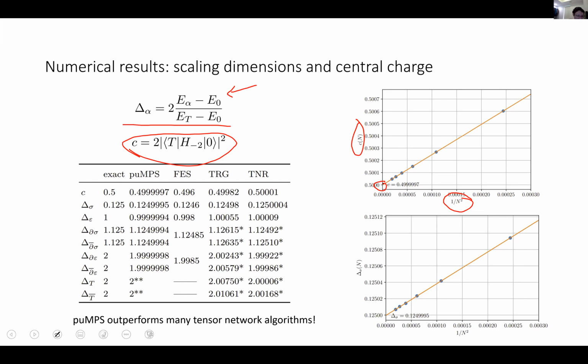See this accuracy. Let me explain this a little bit. As I said before, the T state here is fixed to scaling dimension 2, so we don't need to extract it. In other methods, typically you need to compute it, and they get a fairly good accuracy, but not so good.